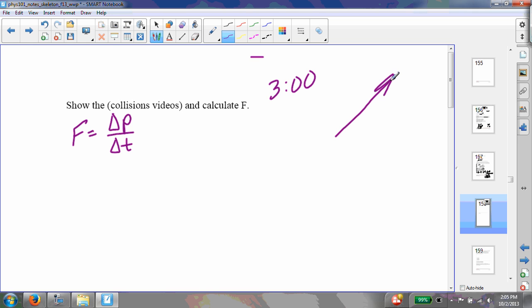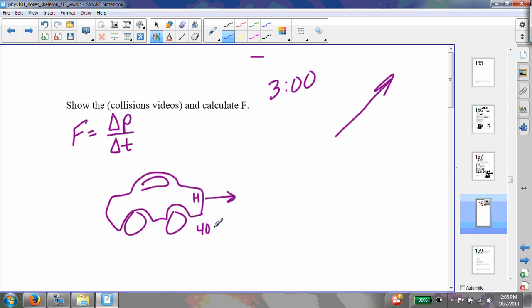Now, in the video, we have a car. It's a Honda. And it's traveling at 40 kilometers per hour. That's approximately 10 meters per second. All right, so it's traveling at about 10 meters per second, and it strikes a person.